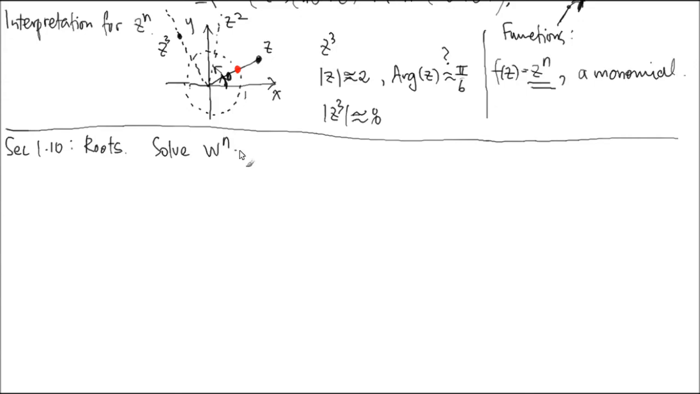w to the n equals z naught. So z naught is a given complex number, and you solve this equation. If this is a real number equation, how do you solve this equation? I give you z naught becoming 5, and you solve w to the 4th power. How do you solve this equation? You put maybe a radical symbol and put plus minus, and that's how I teach in pre-calculus, right?